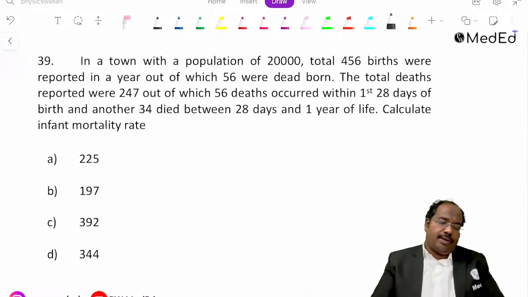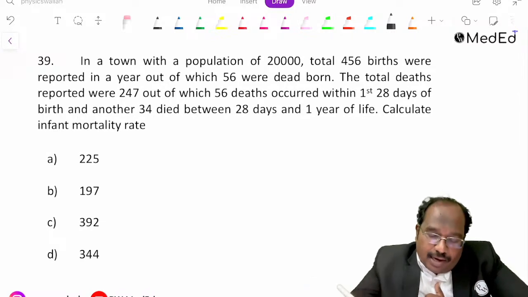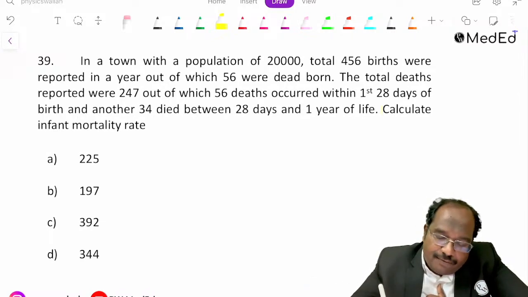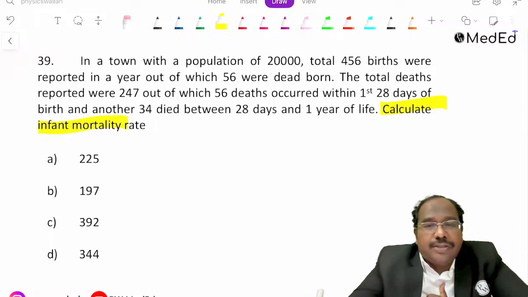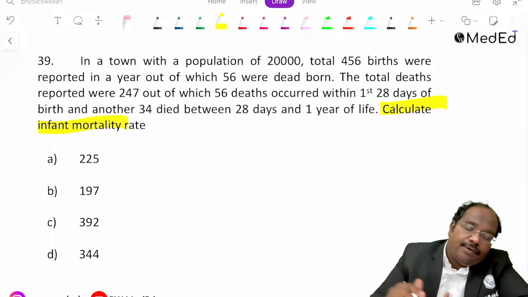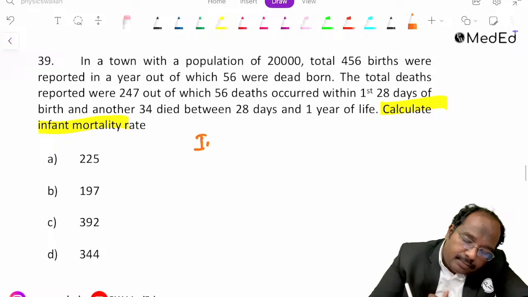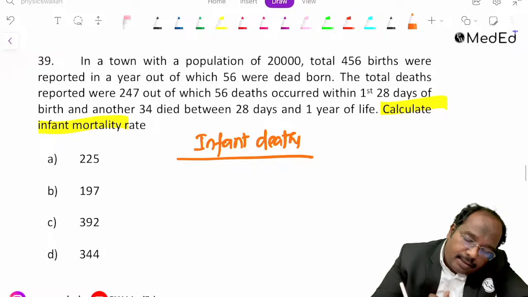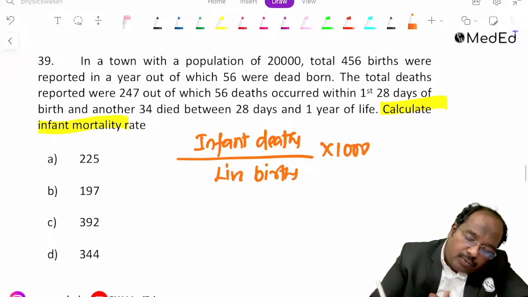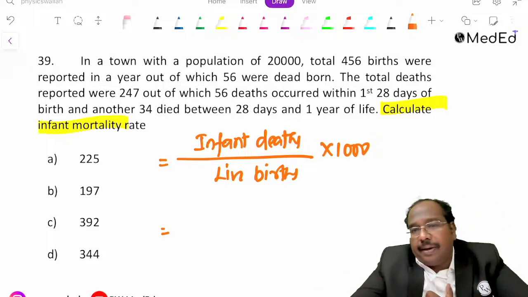This is also a NEET INI exam question. We'll go to the last point. We will see calculate infant mortality rate. This was the question. What is the formula for infant mortality rate? The formula for infant mortality rate is infant deaths by live births multiplied by 1000. This is the formula.